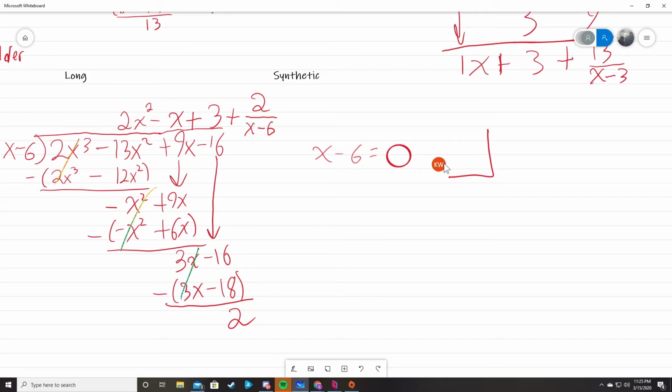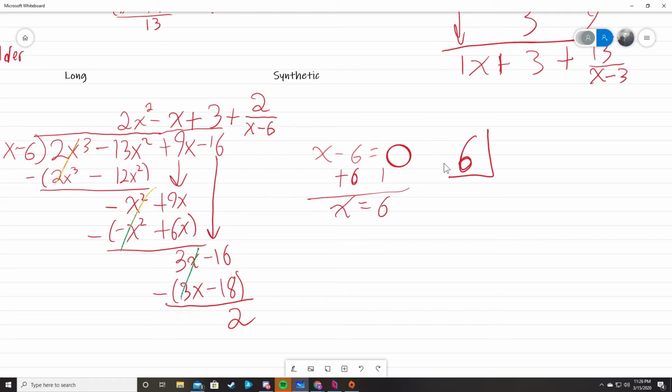Okay. So first off, we need a 0 from x minus 6. We know that our 0 from this is going to be a result of us adding the 6 to the other side, which means that x equals 6. So we're going to put this 6 right here.